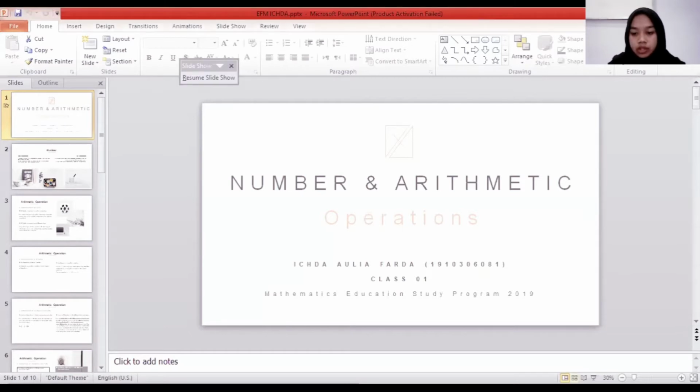So today we will learn about number and arithmetic operation. Before that, let me share the screen first. Okay. This is the number and arithmetic operation.